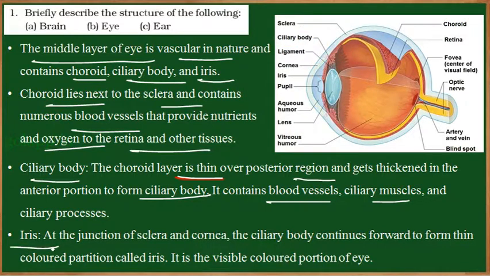Now the next one is the iris. Here at the junction of sclera and cornea, there is a colored structure which is called the iris. So the iris contains many pigments in this region. These pigments lead to the color of the eye. It can be blue, black, brown. All these colors of the eye are due to the presence of the colored portion of the eye called the iris. They have many colored pigments within it. So this is the visible colored portion of our eye.